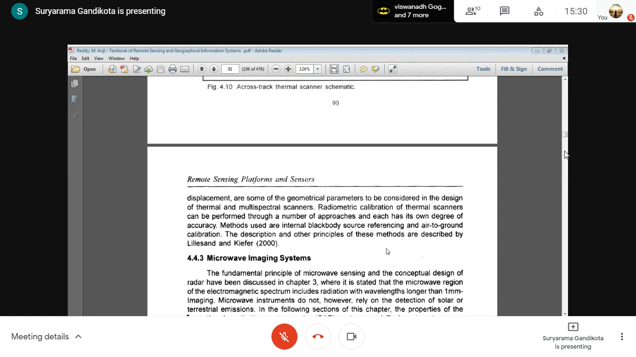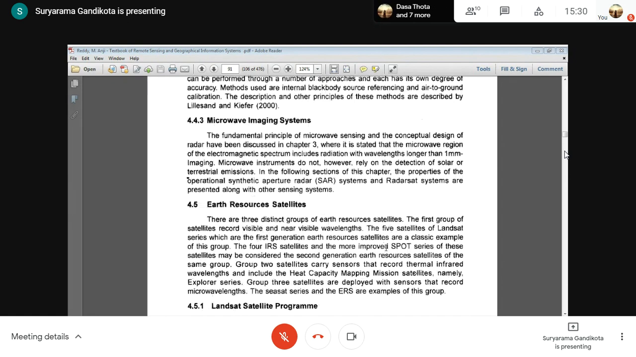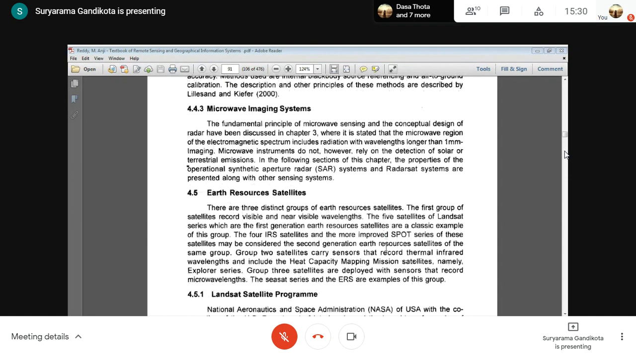Next one is the microwave imaging system. The fundamental principle of microwave sensing and the conceptual design of radar are discussed in chapter 3, where it is stated that the microwave region of the electromagnetic spectrum includes radiation with wavelengths more than 1 mm.